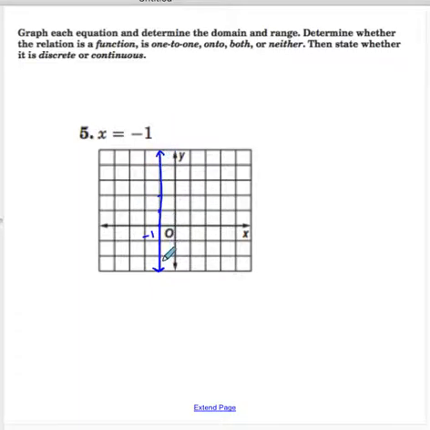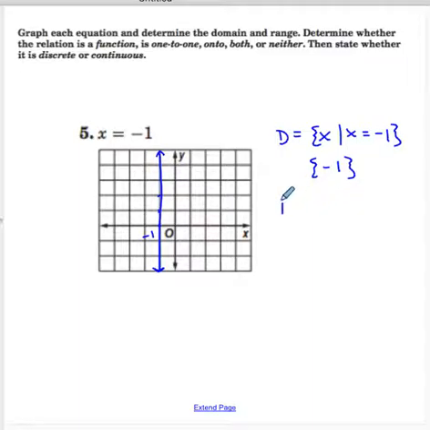So the domain, all of the possible x values, are, well, the only possible x value is -1. So I could write it in set builder notation. I say I'm interested in all of the x's such that x is equal to -1. Or I could even just make a list here, because it's a list of one element, and just say that the domain is -1.